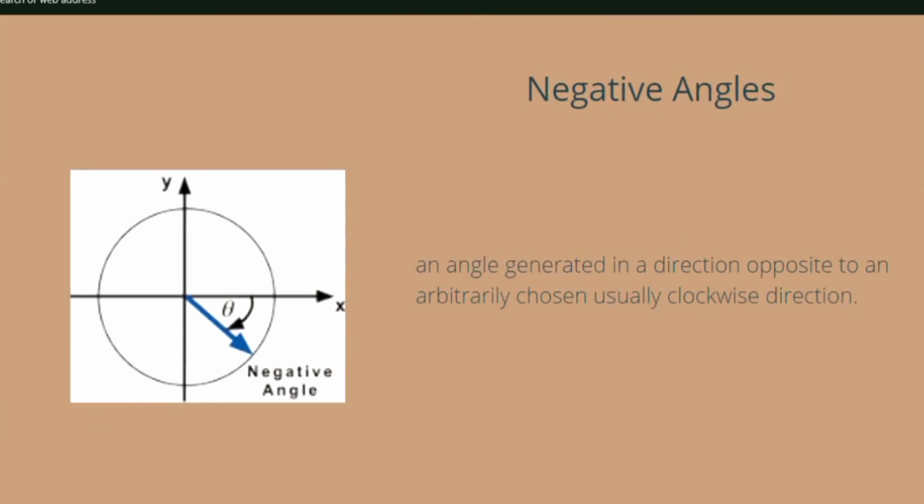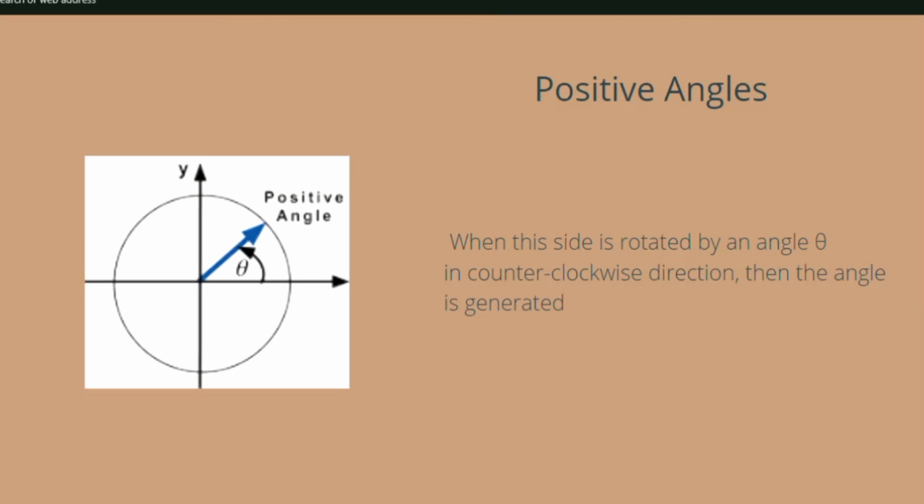Negative angles. An angle generated in the direction opposite to an arbitrarily chosen, usually clockwise direction. Positive angles. When this side is rotated by an angle theta in a counterclockwise direction, then the angle is generated.